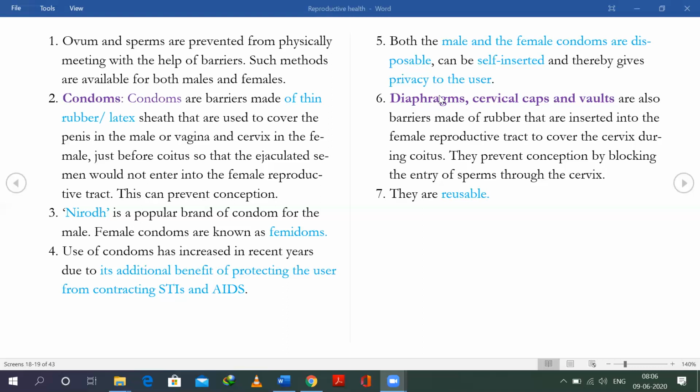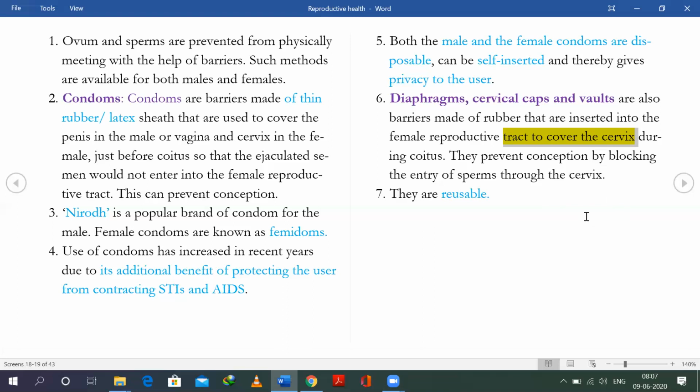The next one that we have is diaphragm, cervical caps, and vaults. These are also barriers. They are also made of rubber, just like the condoms. Condoms are made of rubber latex sheath, but these are made of rubber in the form of cups, and these are inserted into the female genital tract, particularly to cover the cervix. They are covering the cervix during the coitus. So what's a cervix? Cervix is the entry to the uterus.